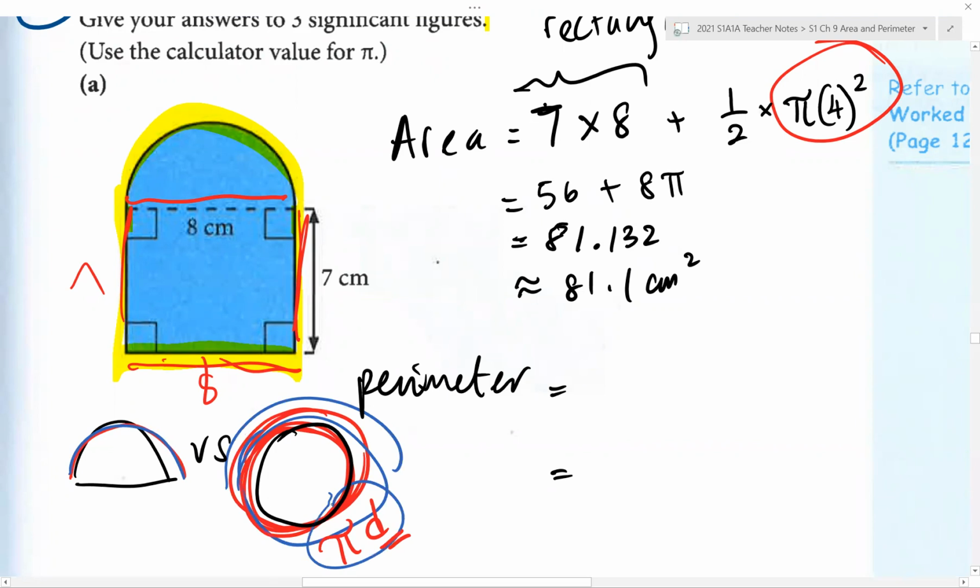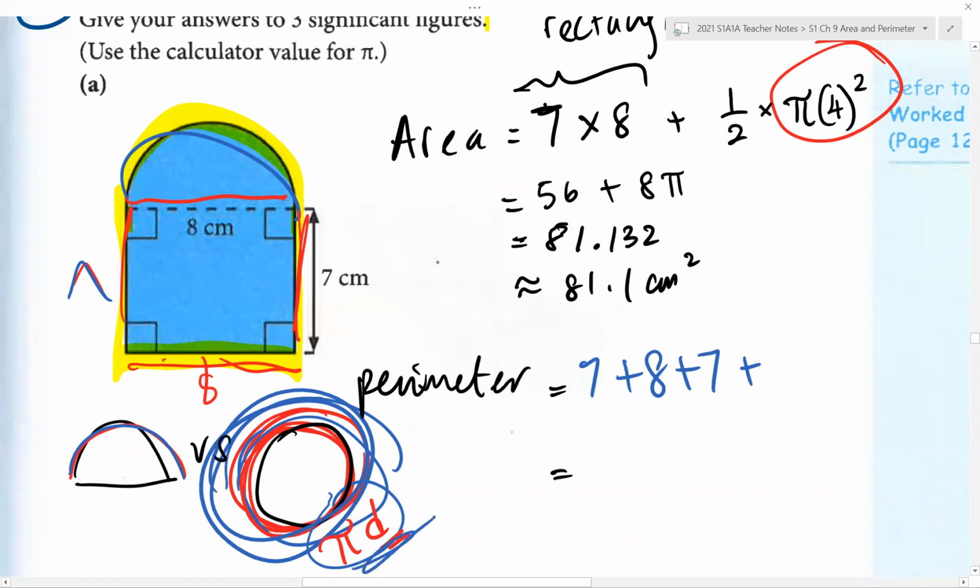Okay, let's start with the simple one first. We've got a 7 plus 8 plus 7 plus this part, right? So how do we find that? If I tell you the whole thing is pi d, pi d, which is 8, is that going to be correct? Alright, this is for the whole circle. But I don't want the whole circle, I only want half of it. What should I do?